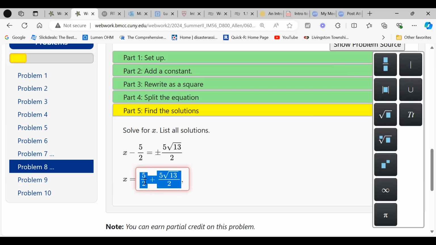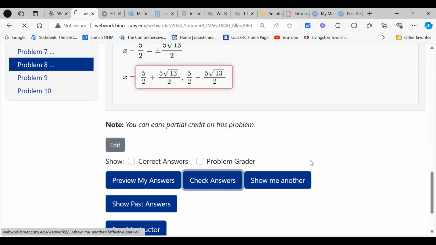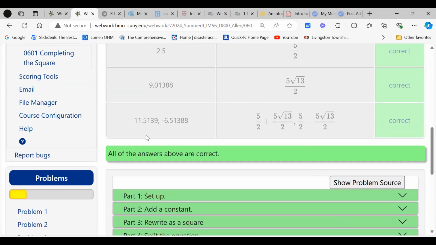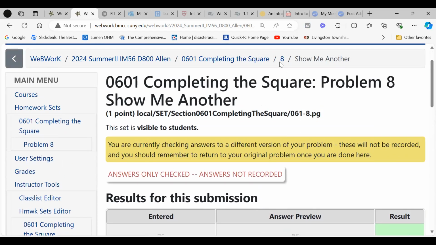If you feel like this is too much to type, you can just change the sign between to minus. Copy and then just change the sign between. And check the answers. Then they are good, right? All of them are good. Okay, any question about this?